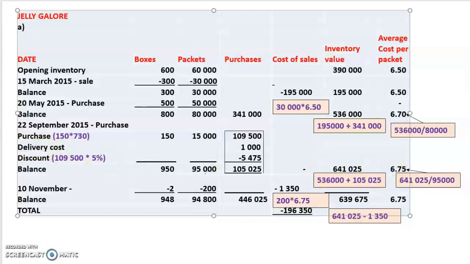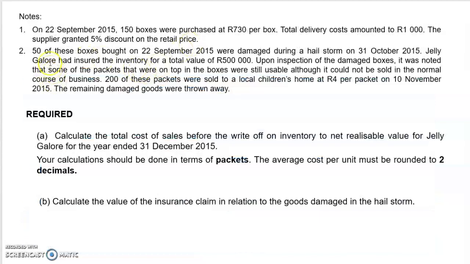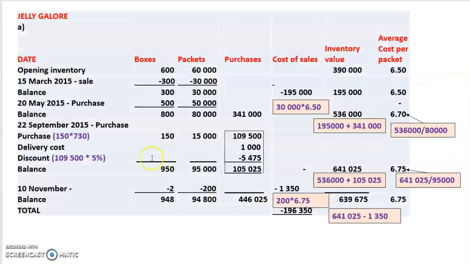Good. The only remaining transaction that happened is on the 10th of November, where we sold 200 packets. That was referring to this transaction here, where 200 packets of the damaged stock were sold. The first thing I'm interested in is that I'm busy with inventory, so I'm busy with cost of sales. I've got nothing to do now with selling price. So this is purely cost, purchase cost and cost price of goods sold.